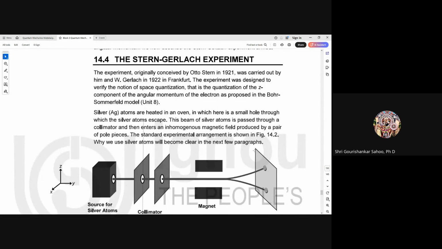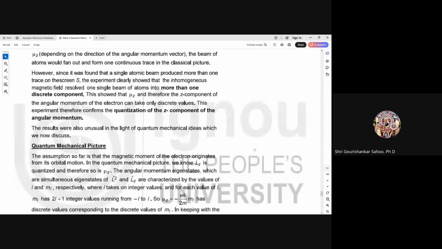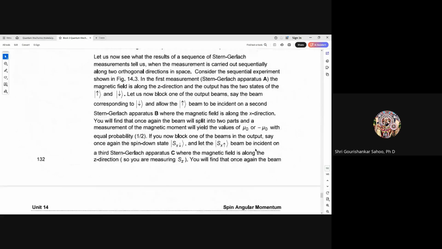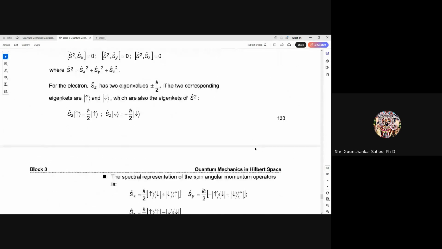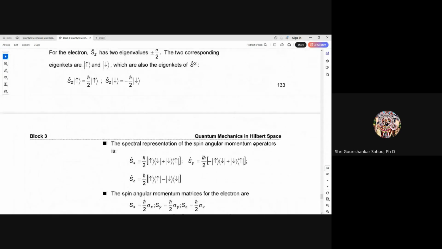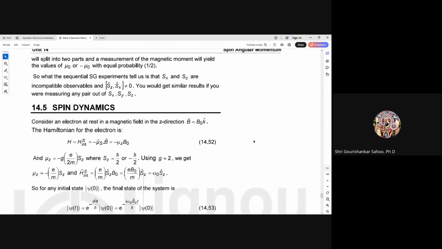Then we shall discuss the Stern-Gerlach experiment. This is there both in the classical picture and the quantum mechanical picture, and we can also discuss it in the light of Schrödinger's formalism. And let us have the other part of the story which we are discussing, that is the wave packet, Gaussian wave packet.